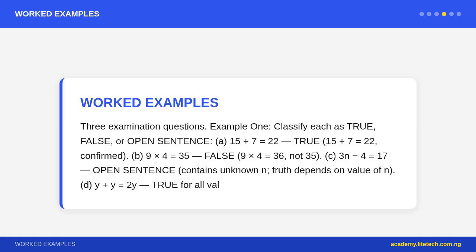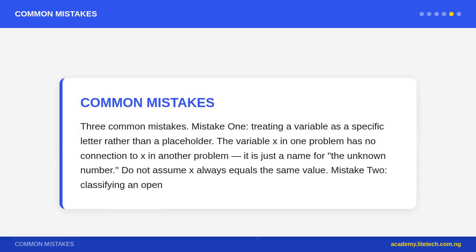Three examination questions. Example 1. Classify each as true, false, or open sentence. A. 15 + 7 = 22, true; 15 + 7 is equal to 22, confirmed. B. 9 × 4 = 35, false; 9 × 4 is equal to 36, not 35. C. 3n - 4 = 17, open sentence; it contains the unknown n, and its truth depends on the value of n. D. y + y = 2y, true for all values of y; this is an identity, always true.